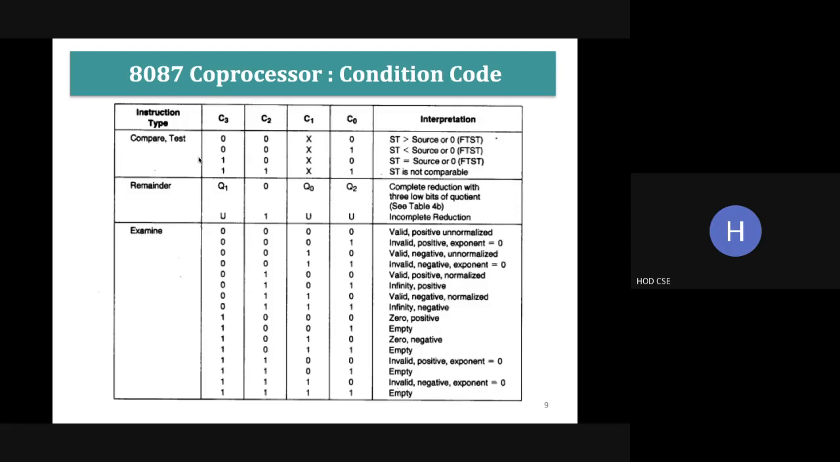Here, see compare and test. For compare and test, the C3, C2, and C0 bits are used, in combination. I will explain this when we go through all the instructions. And here we have remainder, and here we have the examine values. So 16 combinations are there. This represents the condition code.